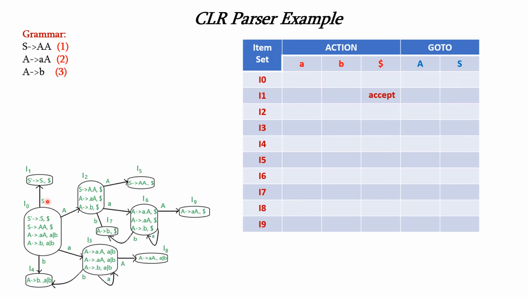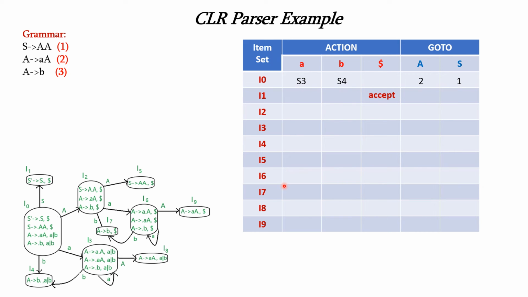So I0 on capital S goes to I1. Similar to the SLR parser, we have to mention the item set number, that is I1. So I0 on capital S is 1. Next, I0 on capital A is I2, so I0 on A is 2 here. Next, I0 on small a is I3, so we write it as S3. S stands for shift. And I0 on small b is I4, so it is S4.